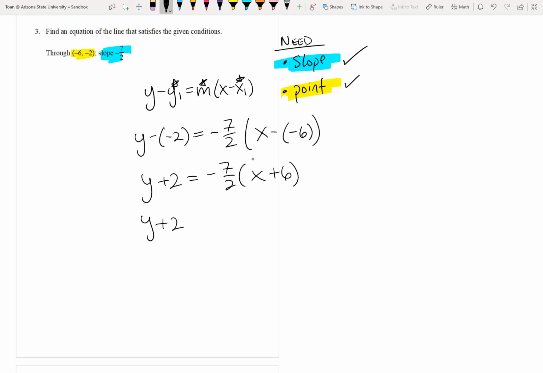So we're going to go ahead and distribute here. So that's negative 7 halves x. So negative 7 halves times 6 is going to be negative 21. And then we'll go ahead and subtract 2 from both sides, giving us negative 7 halves x minus 23.